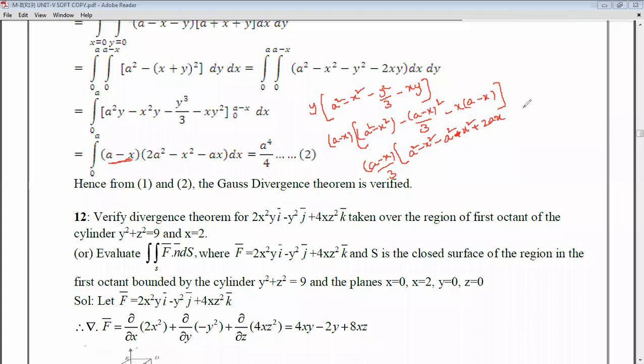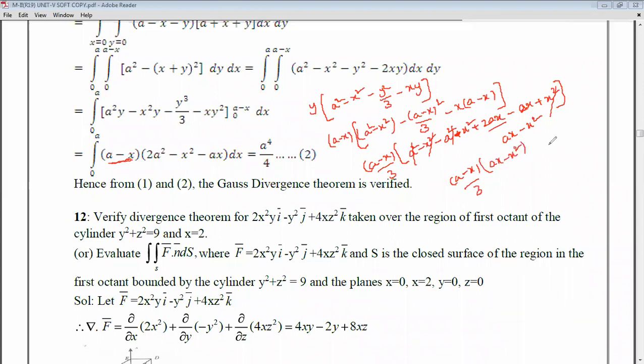And here it is: minus ax plus x square. This is the one we got. And here, in the cancellation, a square minus a square cancel, and minus x square plus x square cancel. Remaining is only 2ax minus 2x square, which is nothing but 2(ax minus x square). So this is the one. And then (a minus x) by 3 into (ax minus x square).